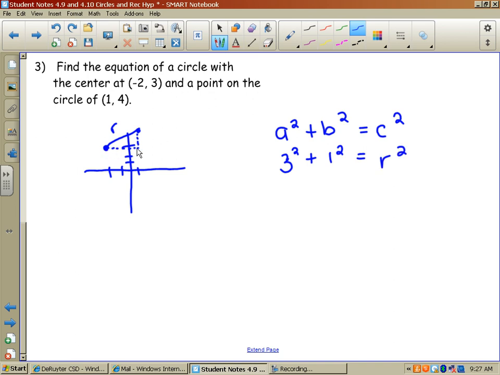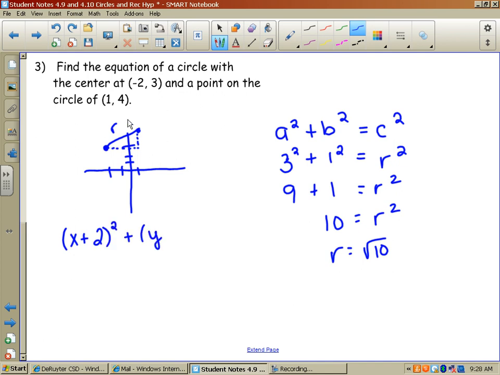So this squared plus this squared equals r squared. Basic Pythagorean theorem. So 3 squared is 9, 1 squared is 1, 1 plus 9 is 10. So the radius is the square root of 10. Radius squared is 10. We'll go back to your formula, right? X minus the center of the circle. The center is at negative 2. Remember, it's opposite sign, so negative, negative, positive. So x plus 2, quantity squared, plus y, center is at 3, so minus 3 squared equals radius squared, which is 10.